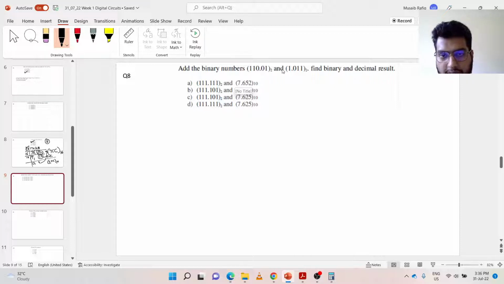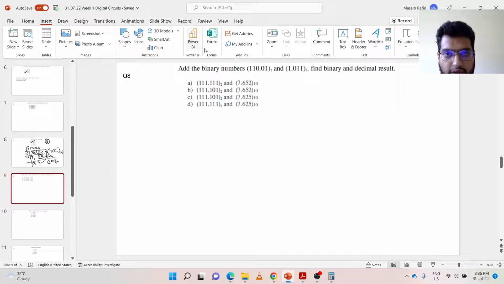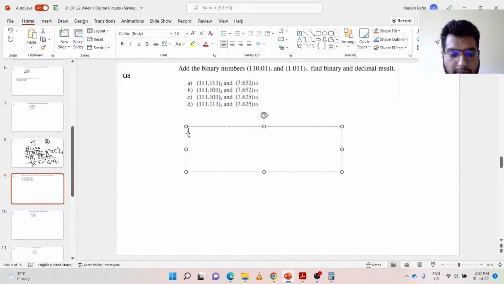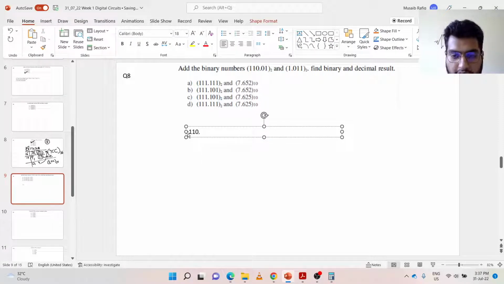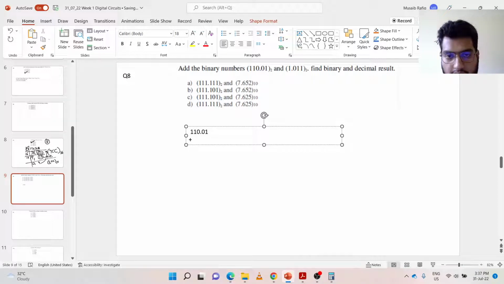It also has a decimal part: 110.01 and 1.011. So what we can do here is first match them in one column. That will help us in the addition. 110.01, plus we can just write the other number as 1.011, and fill in the empty space with 0. So now we can do a simple binary addition.